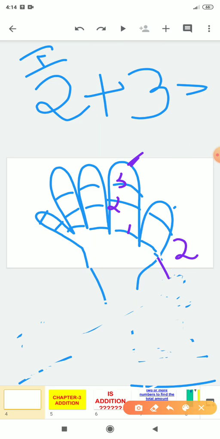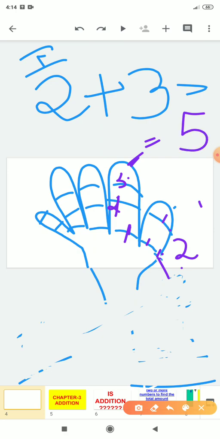We first count number 2 on the fingers like this, 1 and 2. Now from the next finger we will continue. We will start counting 3: 1, 2 and 3. So now what is the total number? So let's start counting here from where we started the 1. So 1, 2, 3, 4, 5. So the total number is 5.